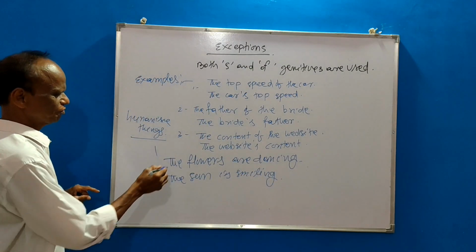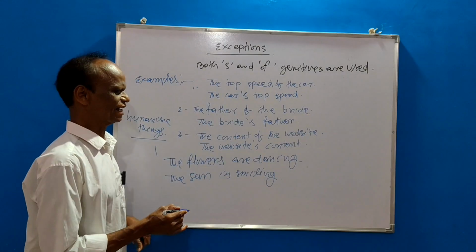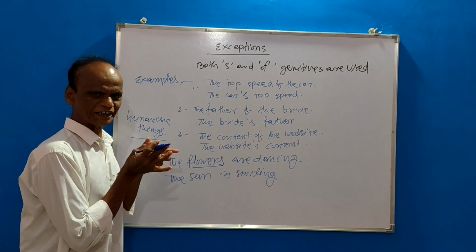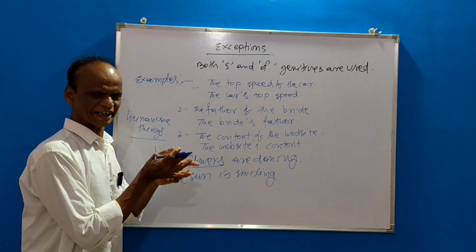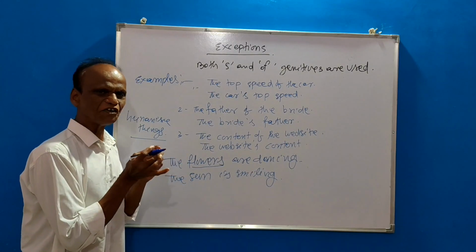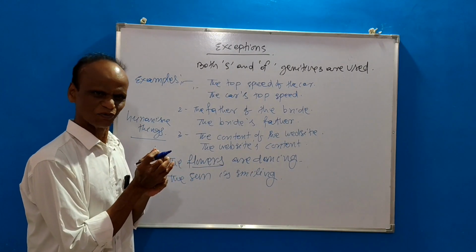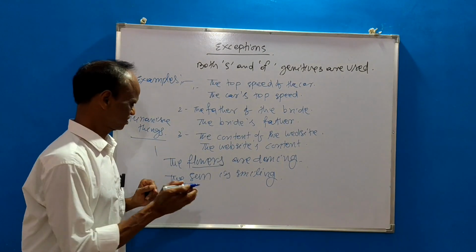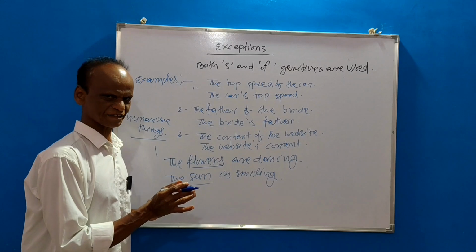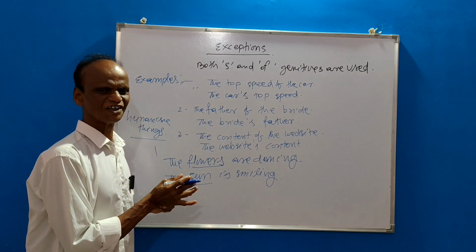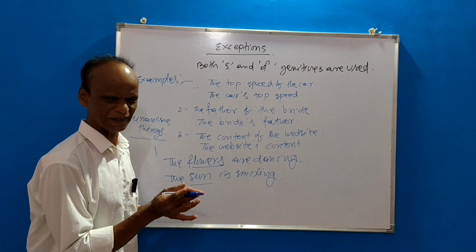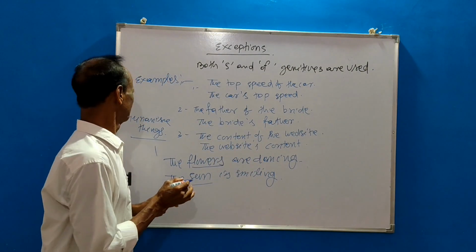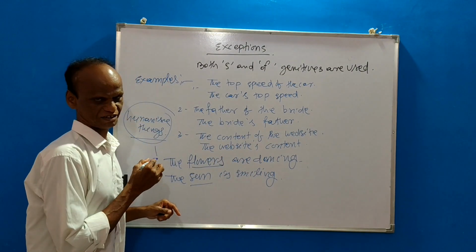Okay, flowers are dancing. It is a non-living thing, but it indicates human quality. So that is humanized things. Sun, non-living thing, but we are giving human quality. Sun is smiling. So that is humanized things.